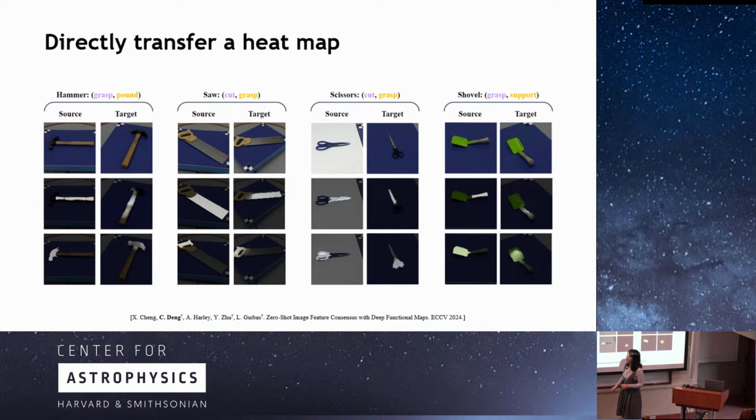But the heat map itself is a function, so it also lives in the function space. So you can directly decompose the function, which is the heat map, with the basis. You compute the basis expansion of that function, and you can directly map that function with a functional map. By doing this, we can directly transfer a region or a probability distribution from the first one to the second one.